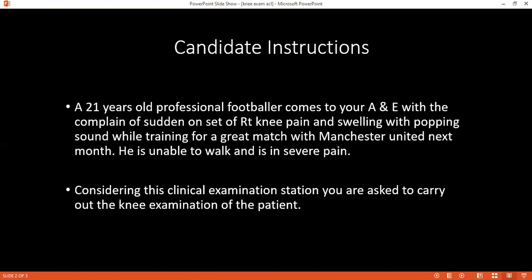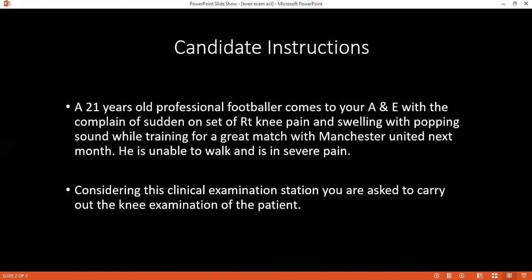Then I'll do the anterior and the posterior drawer test. The anterior drawer is for the anterior cruciate ligament. The posterior drawer is for the posterior cruciate ligament, which will show displacement of the tibia respectively. Anteriorly for anterior cruciate, posteriorly for posterior cruciate. Then I would also want to do a Lachman test.